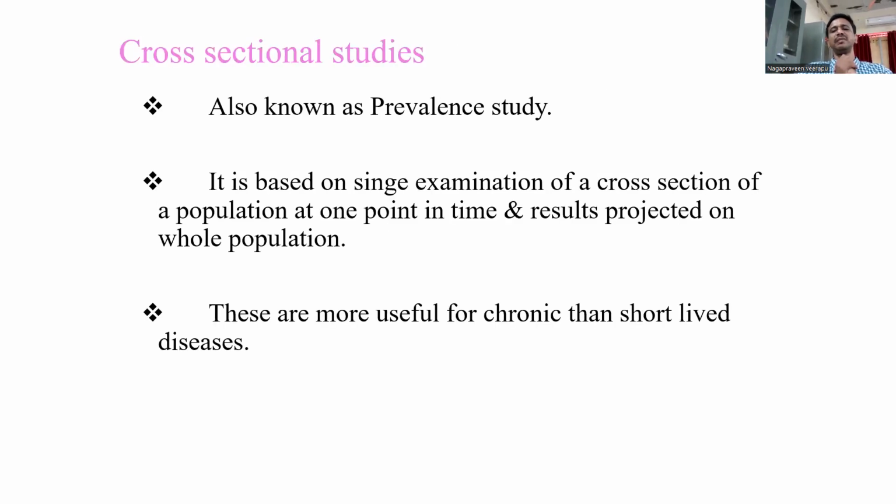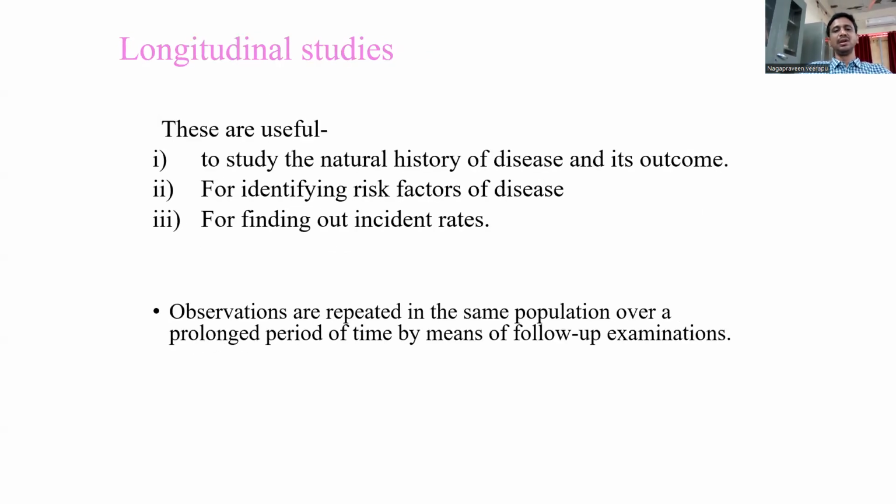A cross-sectional study, also known as a prevalence study, is based on a single examination of cross-sections of a population at one point of time. This is projected on the whole population. So one time you are seeing a certain group of people, and you are generalizing that sample to all the people. These are more suitable for chronic diseases than short-lived acute diseases. So we have to concentrate on chronic diseases.